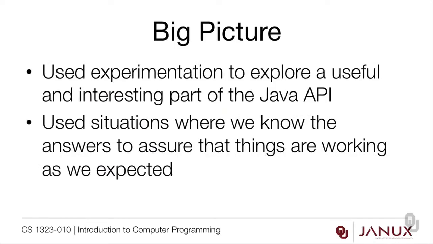Things are looking good. Let's look at the big picture of what we've done. We've used experimentation to explore a useful and interesting part of the Java API. Now, it was a little scary, particularly reading the collection stuff is scary. We've used it in situations where we know the answers to assure that things are working the way that we expect. And in fact, this kind of experimentation is what I typically do when I find a new class that I think I want to use for something.